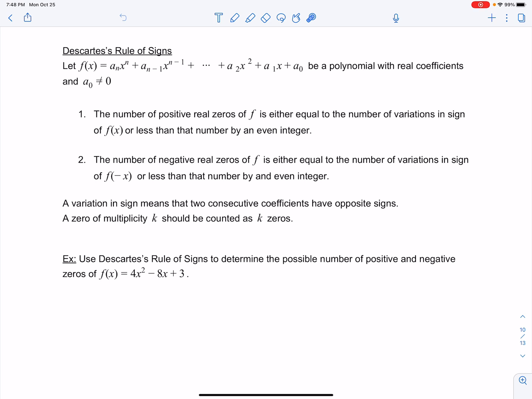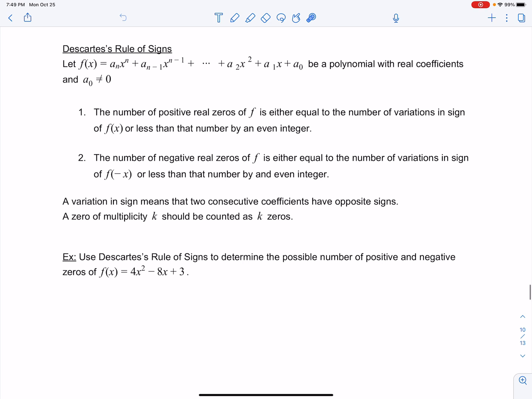It has real coefficients, and a sub 0 is not equal to 0. Our constant term is not equal to 0. As long as that is the case, then we can say that the number of positive real zeros of our function is either equal to the number of variations in sign of our function or less than that by an even integer. We can also say that the number of negative real zeros of the function is either equal to the number of variations in sign of f of negative x or less than that number by an even integer. So we just have to look at how many variations in sign we have. Variations in sign, how many times do we change from positive to negative or negative to positive?